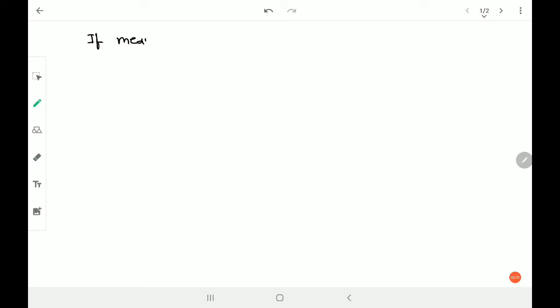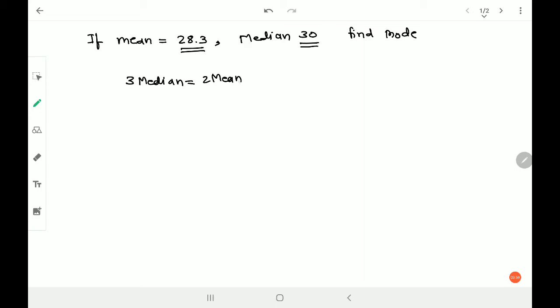If mean of the data is 28.3 and median is 30, find mode. If it is asked in this way, then how will you find out? So there is a question of this category where two values are given, you have to find the third one. So you can use the formula 3 median is equals to 2 mean plus mode.